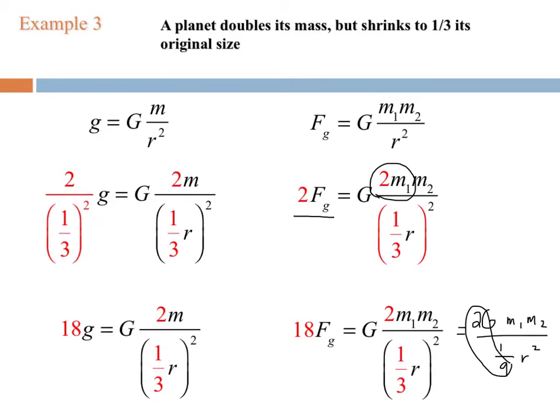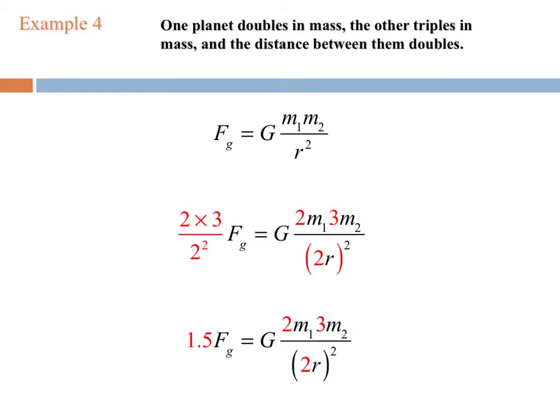Our last example has changes happening to both planets. Now, one has its mass doubled while the other one has its mass tripled. There's also an increase in distance between them. Now, it's very common to be given this amount of information and asked for only one of the gravitational forces. But we know, because of Newton's third law, that they exert equal but opposite forces on each other. So the only difference between asking for the gravitational force on one planet versus another is just the direction that it points, but the magnitude will be the same.